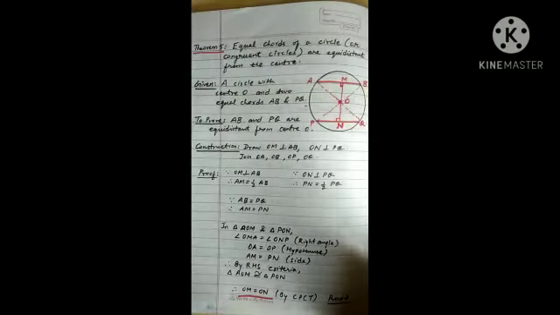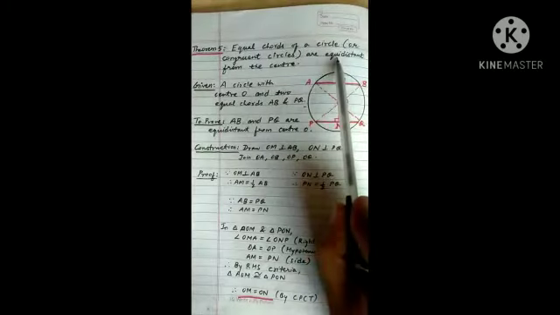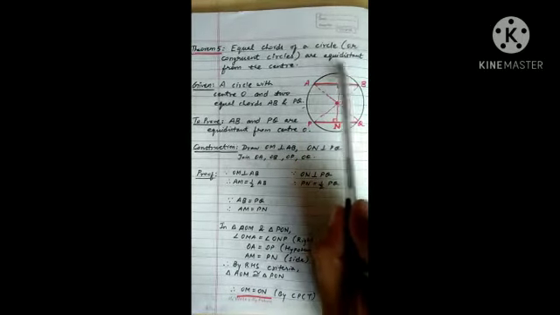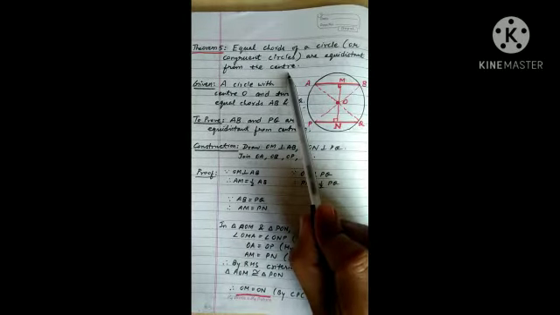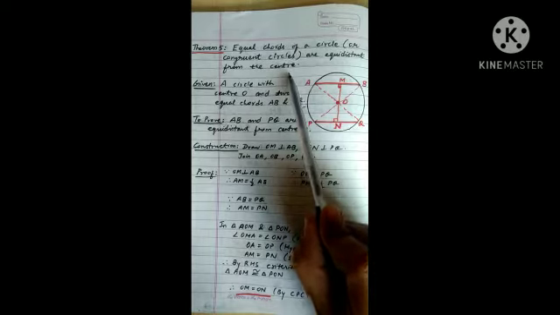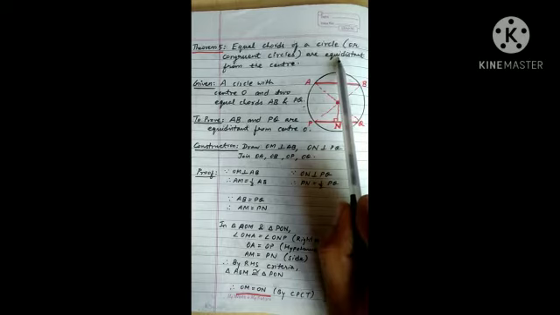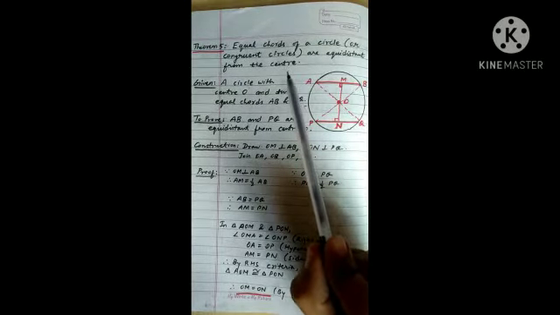In this video, we will study theorem number 5 of circles. Equal chords of a circle or congruent circles are equidistant from the center. If two chords are equal in a circle, then they are equidistant. Equidistant means at equal distance from the center. This we have to prove.